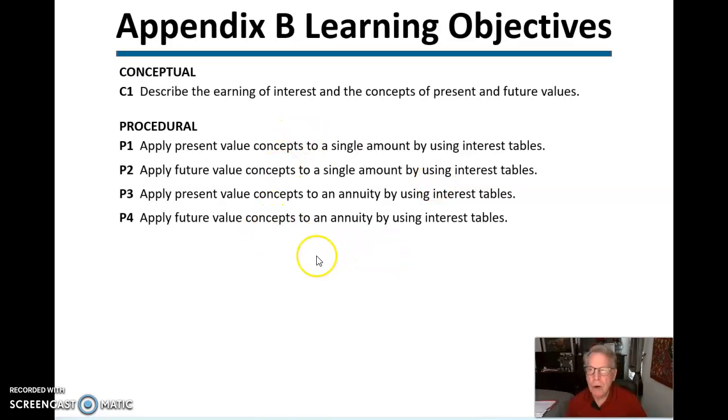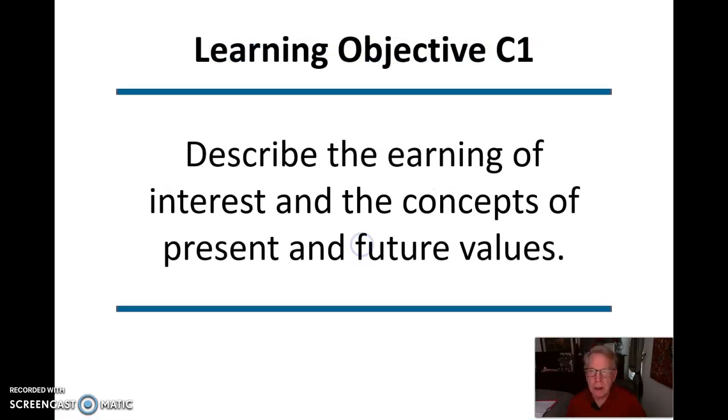When we left off, we were looking at the 4 different ways that we use these interest tables. Okay, let's see what we've got. We're going to describe here the earning of interest and the concepts of present and future value. These are useful concepts not only professionally, but for your private lives as well. You may want to buy a car someday. You may want to buy a home someday.